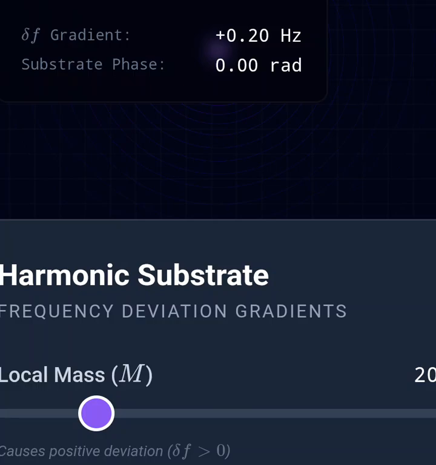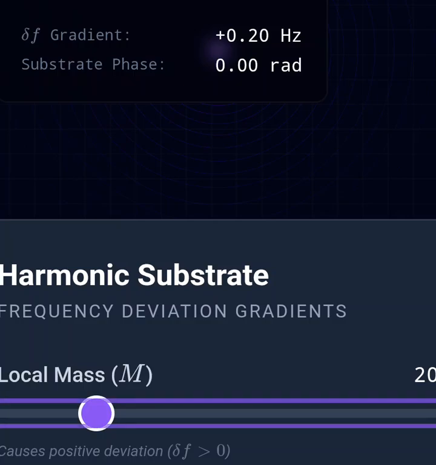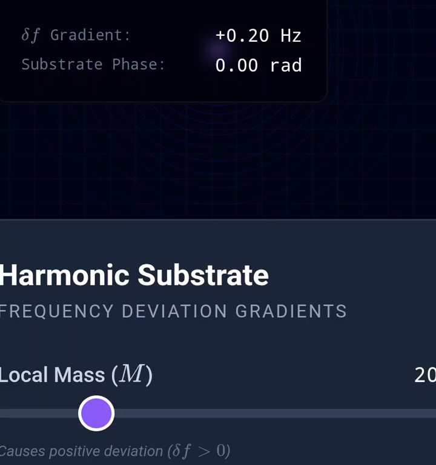In this simulation, we'll explore how local mass and cosmic expansion cause deviations in the substrate frequency, F_0. Increasing the local mass creates a positive frequency deviation, delta F is greater than 0, shifting the substrate towards a higher energy state. At high mass concentrations, the substrate frequency intensifies, creating a singularity potential where gravity is strongest.